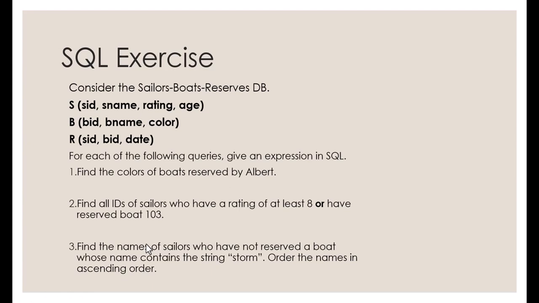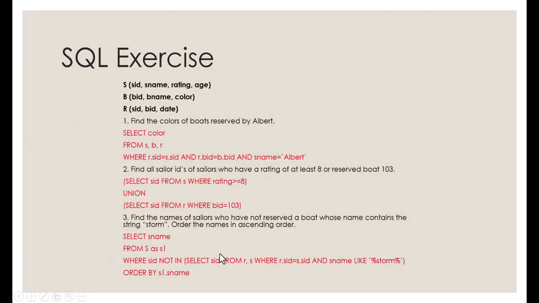Find the names of sailors who have not reserved the boat whose name contains the string storm. We want to order this in ascending order. Let's take a look at what we need to use for this one. This can be a little bit confusing. Here we want to make sure that the sailor has not reserved the boat whose name contains the string storm. So I think using not in is a good option here.